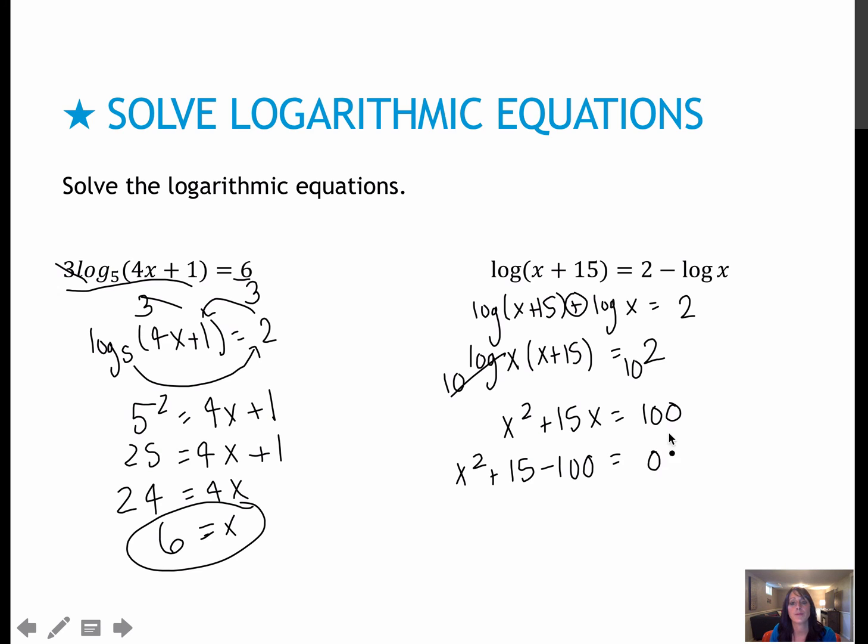and factor. So I'm looking for numbers that multiply to negative 100, that subtract to 15. So that would be 20 and 5, x plus 20, x minus 5. Which means my solutions are negative 20 and positive 5. If I use negative 20, that gives me a negative on the inside, so that's not going to work. So 5 is my solution.